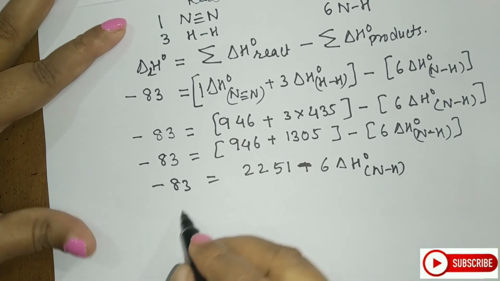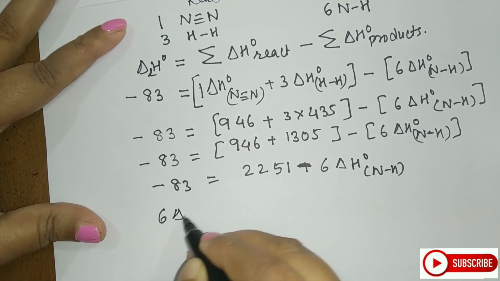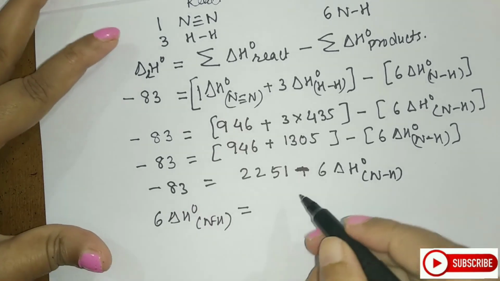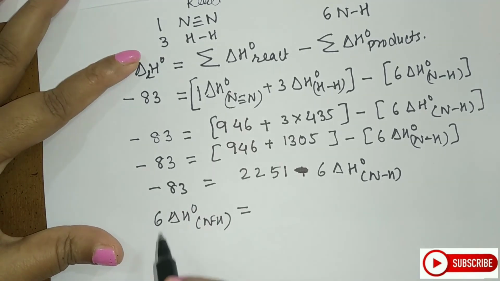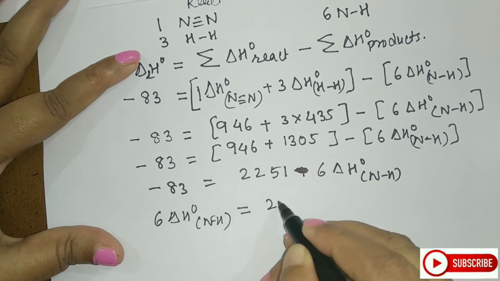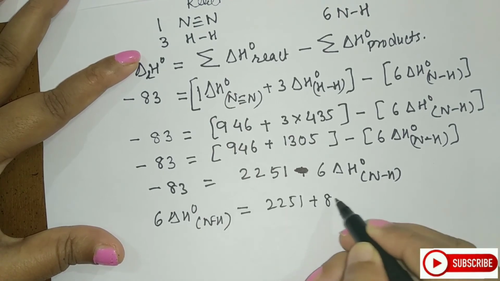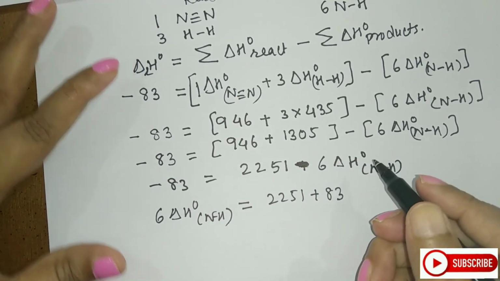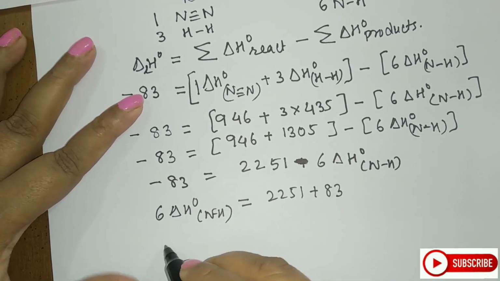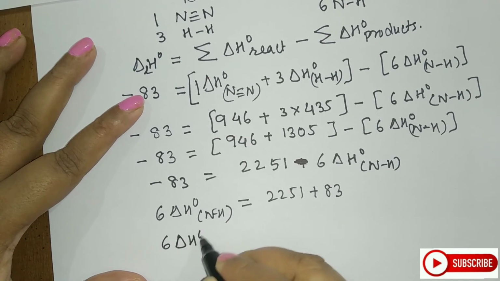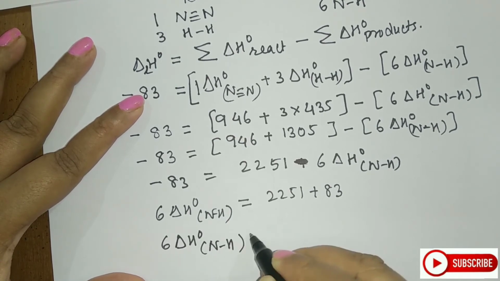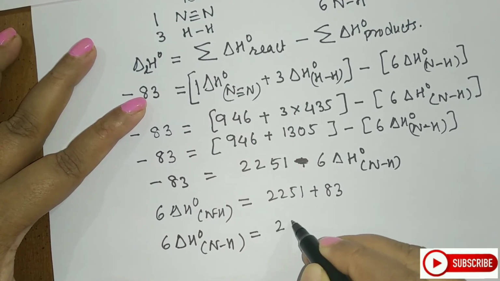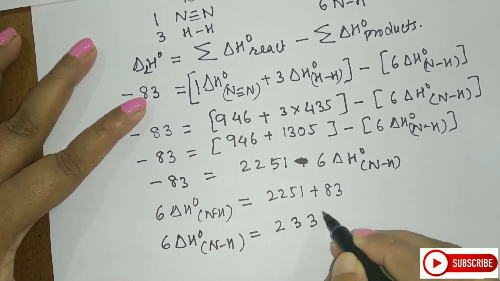Now let us rearrange the equation. So I will get 6 times the total enthalpy of NH bond is equal to, now I am taking this to this side, I will bring this to this side, so it will become 2251 plus 83. Right students? So how much this will come to is 6 times the standard enthalpy of NH is equal to, let us make a total of this. So this will come to 2334.